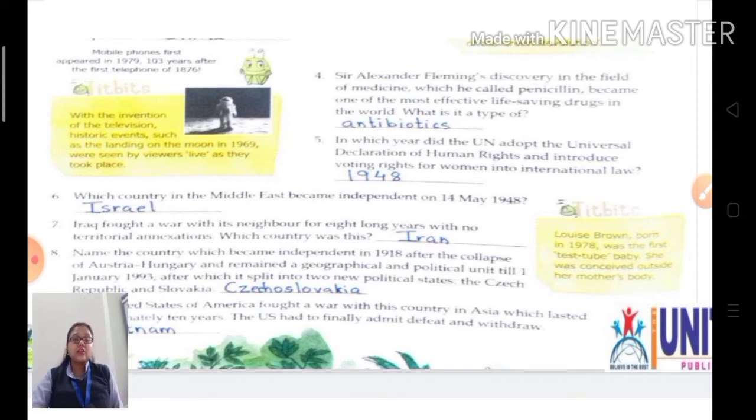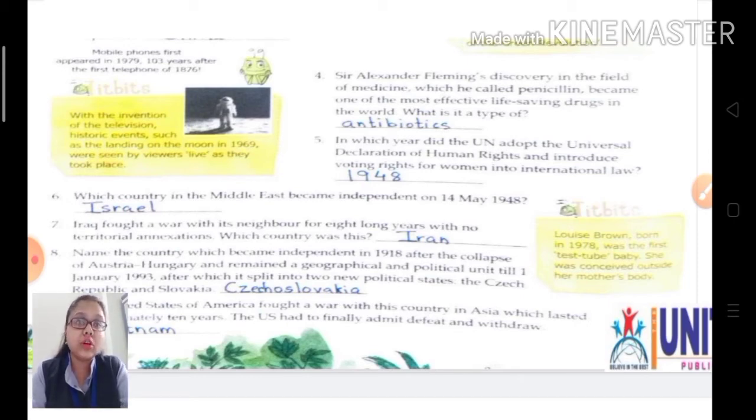Sir Alexander Fleming discovered antibiotics. The antibiotic's name is penicillin. So penicillin is a type of antibiotic. We know that an antibiotic is a medicine that kills germs or infections in our body that are caused by bacteria. So our answer to which type penicillin is, is antibiotic.